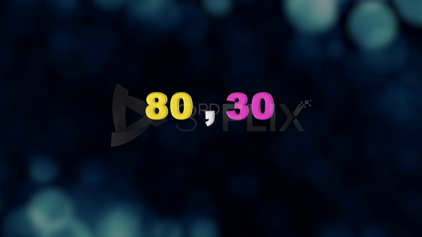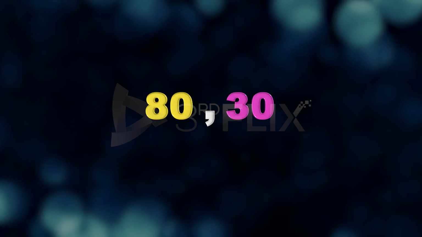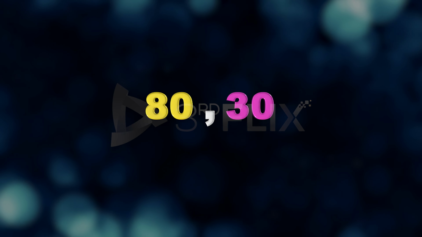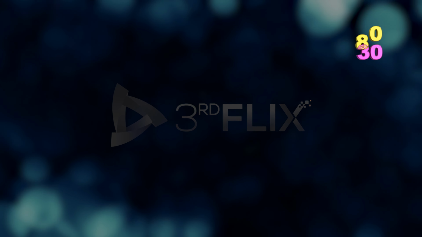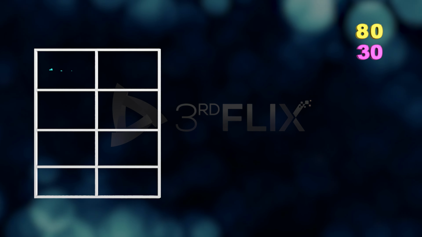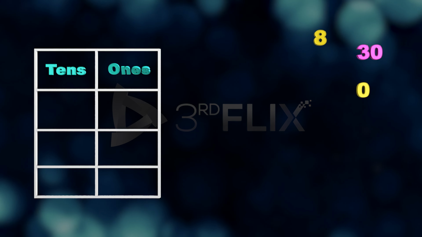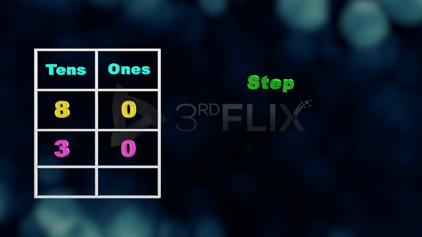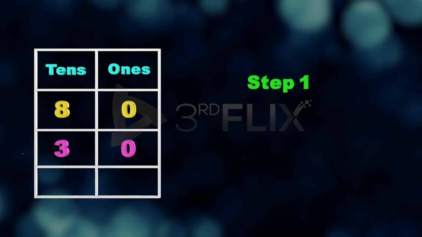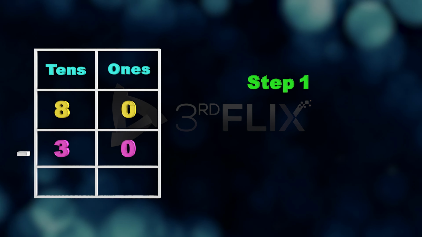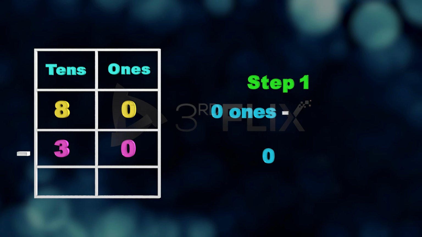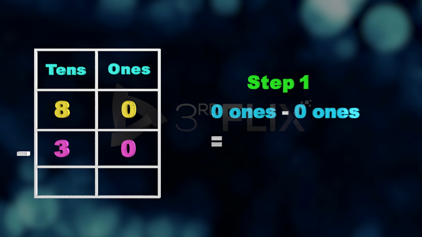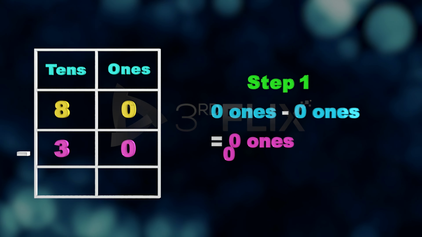We can also subtract 30 from 80 by arranging the numbers vertically according to their place values. Step 1. Subtract ones. 0 ones minus 0 ones is equal to 0 ones.